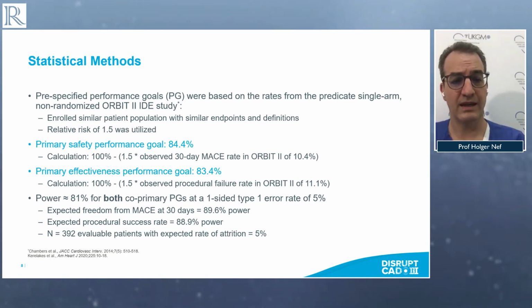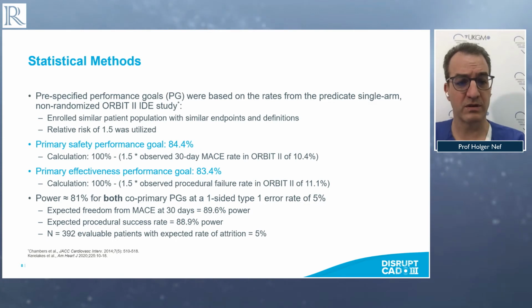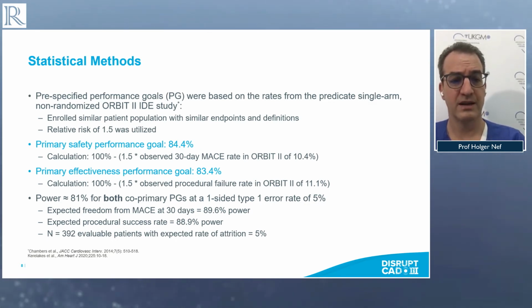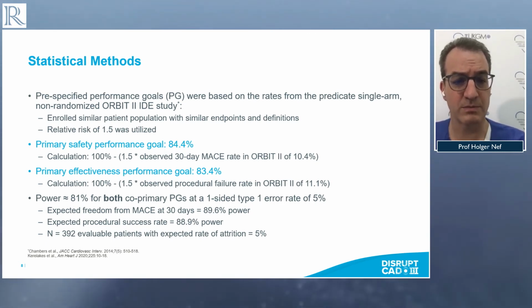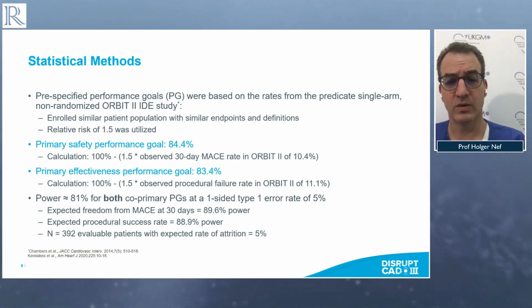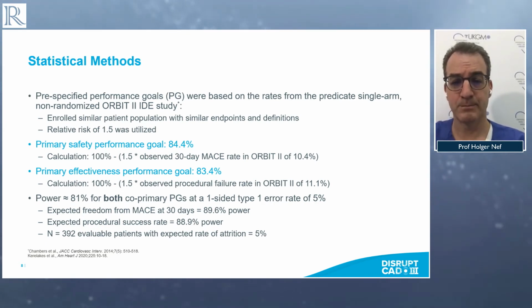And we had also calculated the performance goal of primary effectiveness of 38.4%. And this was calculated by 100% minus 1.5 times the observed procedural failure rate in Orbit 2 of 11.1%.